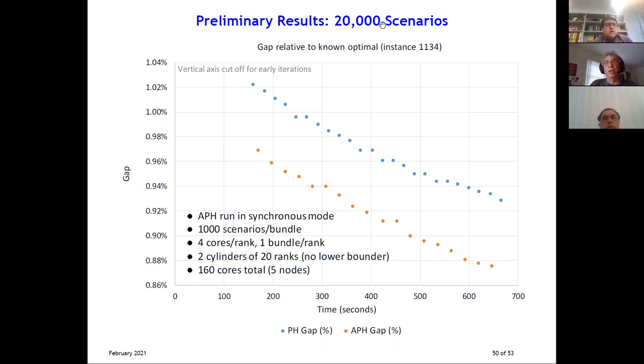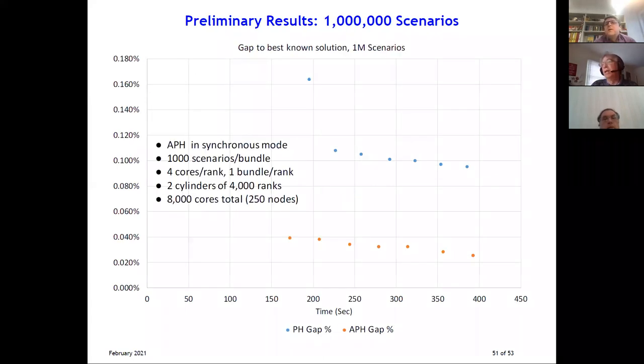Two cylinders of 20, so it's a 20,000 scenario problem, with 160 cores total, okay? And this problem is just the size where we can compute the exact extensive form solution. And you see in maybe 10 minutes or so, we have pretty good solutions, both from progressive hedging and from our new algorithm run in synchronous mode, but they're a little better from the new algorithm. Okay. And this is for a million scenarios. Probably more than you need for this problem. So for a million scenarios.